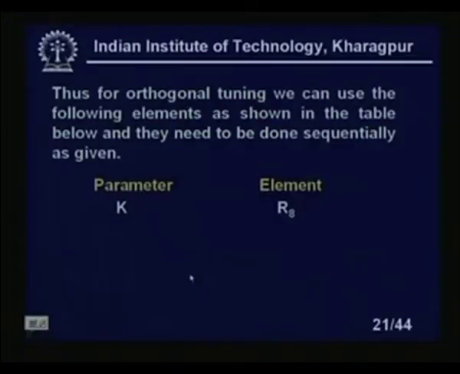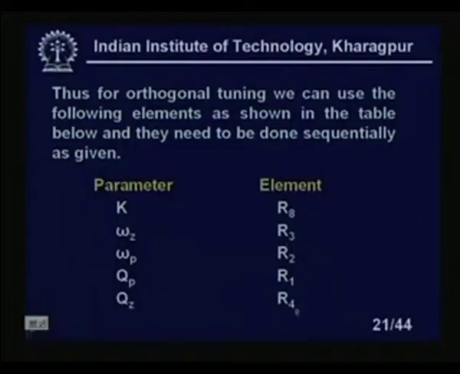Let us look at it. For the gain constant capital K, I am tuning R8, right. For omega z, I am using R3. For omega p, I am choosing R2. For omega p Qp, I am choosing R1 to tune, and for Qz, R4. This completes the tuning of all the filter elements.